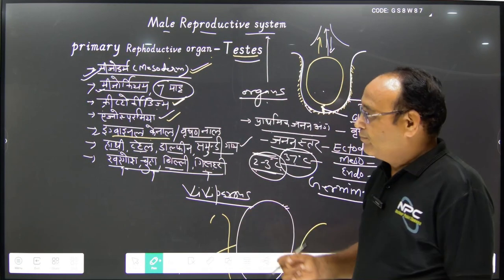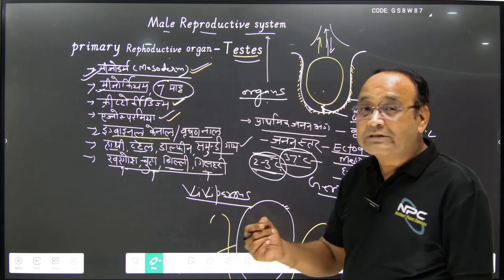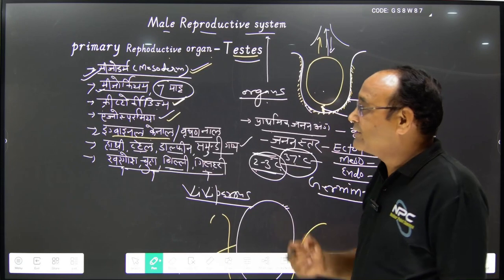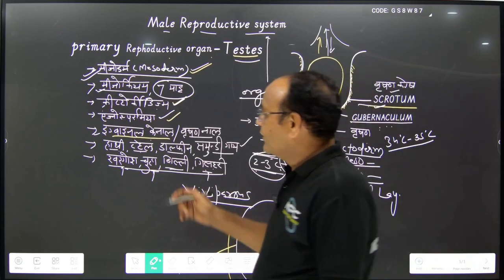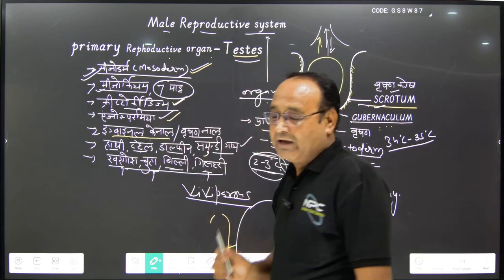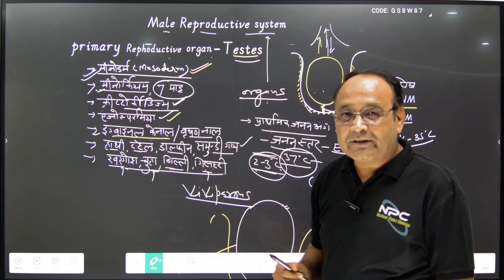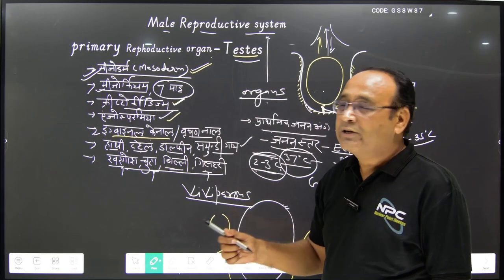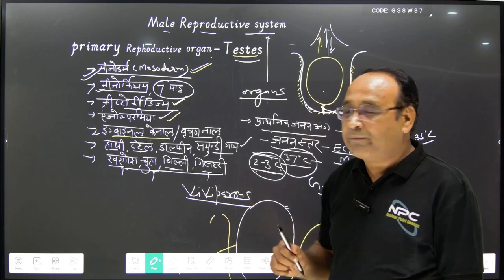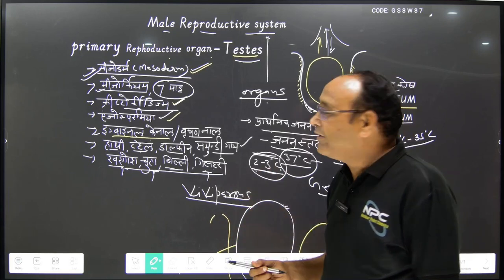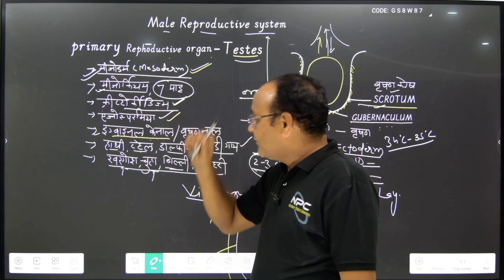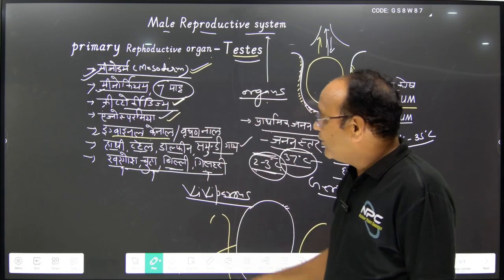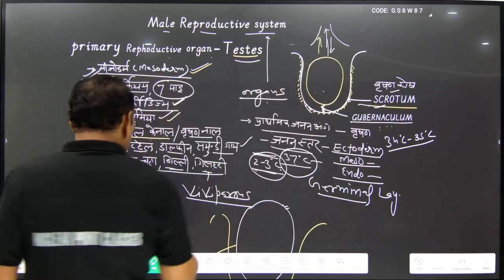Now next, after the birth or after the 7th month, these testes come out into the scrotum, but by chance if they do not come out into the scrotum, this condition is known as cryptorchidism. I repeat, what is cryptorchidism? It is a situation in which testes do not come into the scrotum from the abdominal cavity after 7 months. This condition is known as cryptorchidism. Now second point, what is azoospermia?